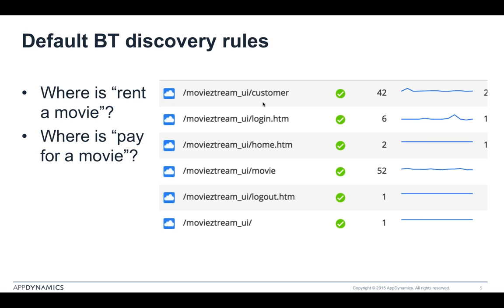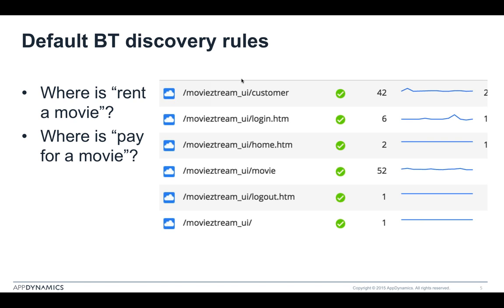But there are some others, like the first one you see, customer. Really hard to tell what that means and what an average response time of 42 milliseconds means for a customer. There could be 100 different pages and 100 different transactions under customer. I don't see rent a movie. I don't see pay for a movie. There's a lot of things missing from this list. If they're all hidden under that Movie Stream UI customer, then they're all being sort of lumped into one bucket together.